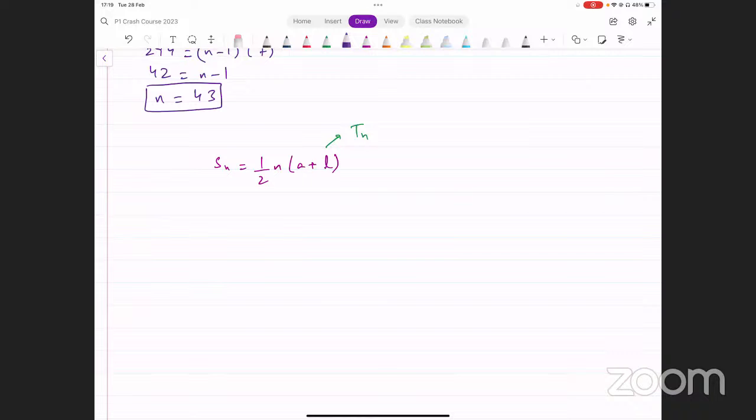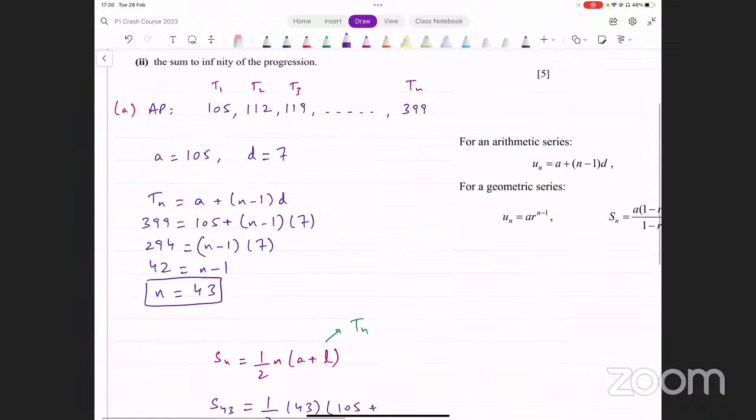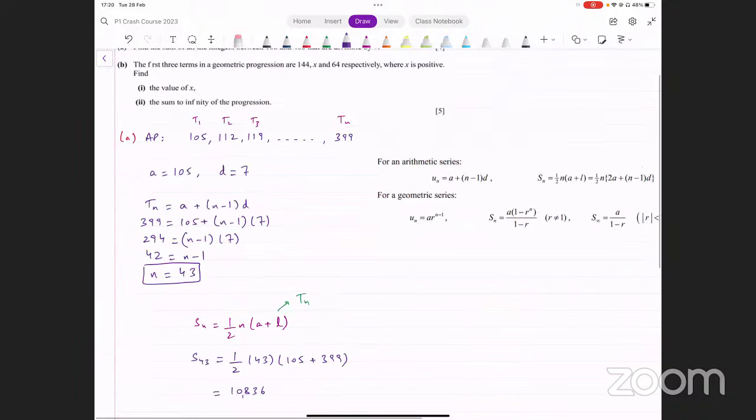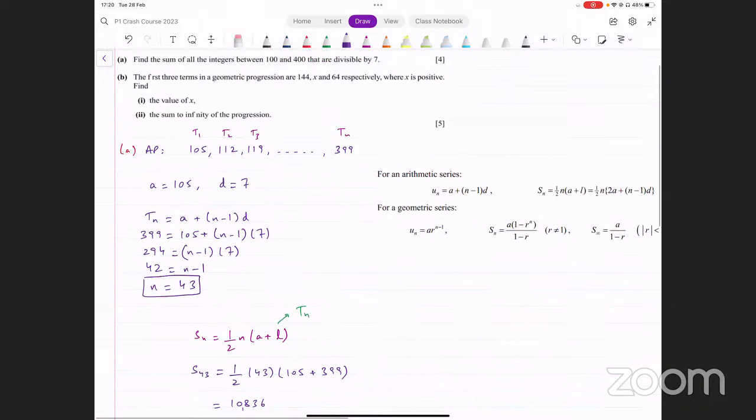Let's just input values here. We are looking for the sum of the 43 terms that we have in the sequence. We can say 1 over 2 times 43 multiplied by the first term. The first term in the sequence is 105, plus the last term. The last term in the sequence is 399. Just evaluate this, and this is going to give you the sum. 43 over 2 multiplied by 105 plus 399, and that gives me 10836. This is what the sum turns out to be in this case. That was the first part.